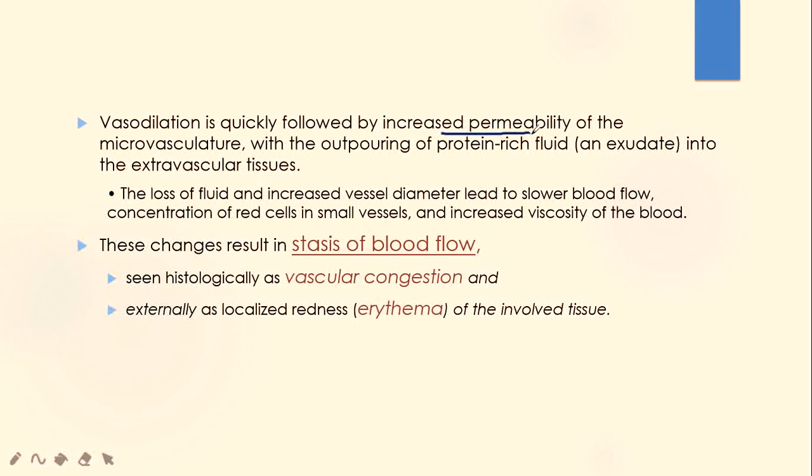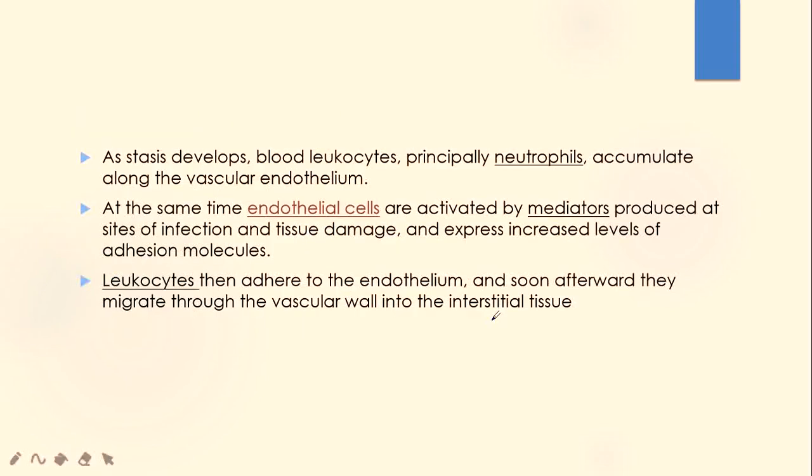Vasodilation is followed by increased permeability of the microvasculature and outpouring of exudate in the extravascular tissue. There is loss of fluid as well as concentration of the red cells in the small blood vessels, and this results in increased viscosity of blood, known as stasis of blood flow. On histological section you will see vascular congestion, while grossly you will see localized redness of the involved tissue.